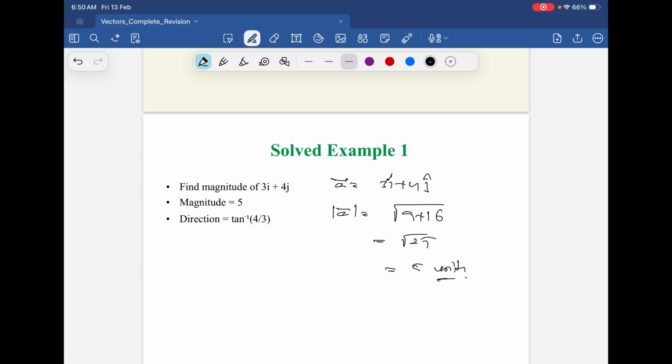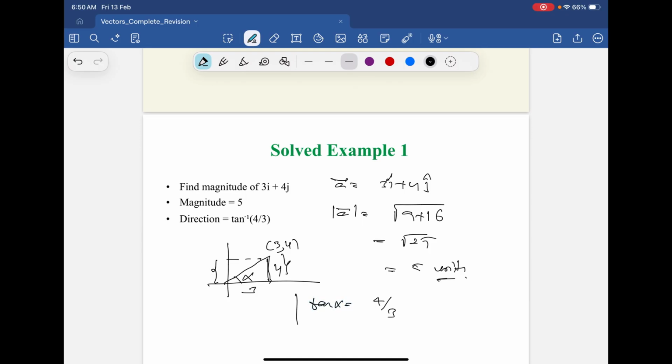Direction, what we mentioned: see, this is a point in space, where the x component is 3 units and the y component, the length along the y direction, is 4. This point becomes how much now? 3 comma 4. So this angle is alpha. What can you write now? Tan alpha is opposite side by adjacent side, that is 4 by 3. Getting?